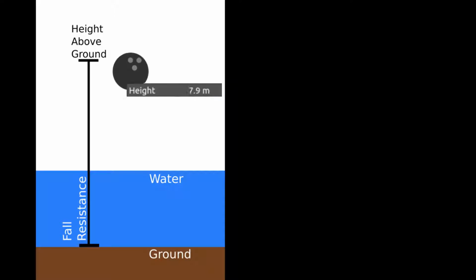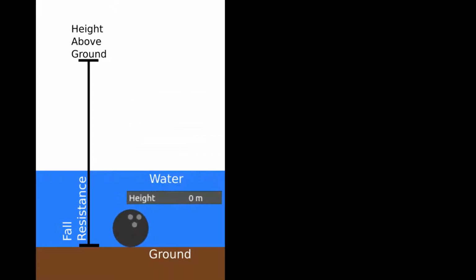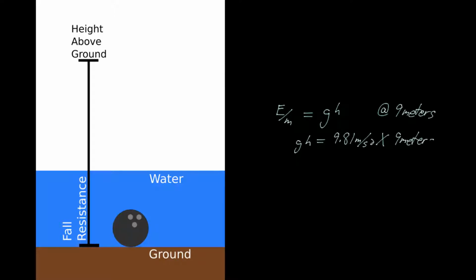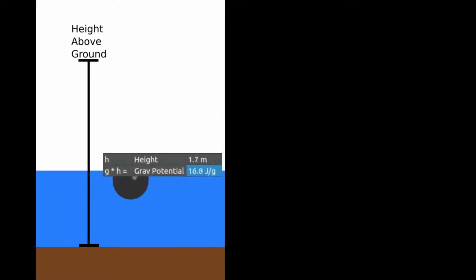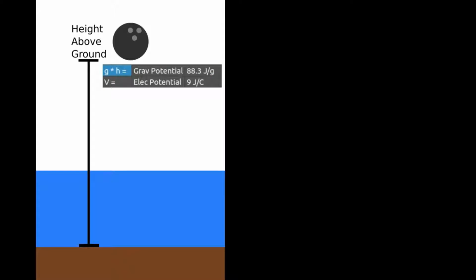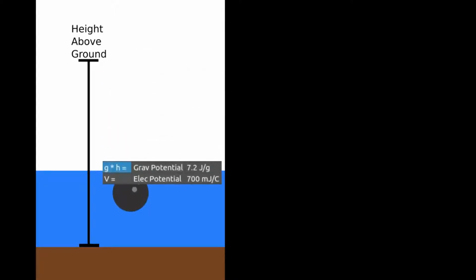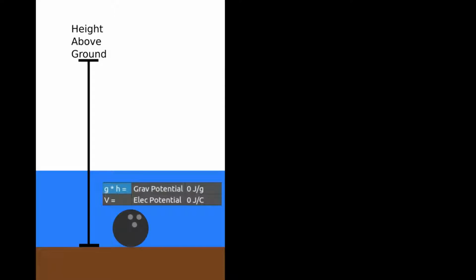So here's a bowling ball falling from 9 meters. And at 9 meters, the gravitational potential would be 88.29 joules per gram. So each gram would have 88.29 joules at 9 meters height. Here's how the gravitational potential would change as the ball falls from 9 meters. And here's gravitational potential compared to electric potential, where as the ball falls you can see how many joules each gram in the bowling ball has. This compares to an electrical circuit where at any point in the circuit there are however many volts or however many joules for every coulomb at that point.